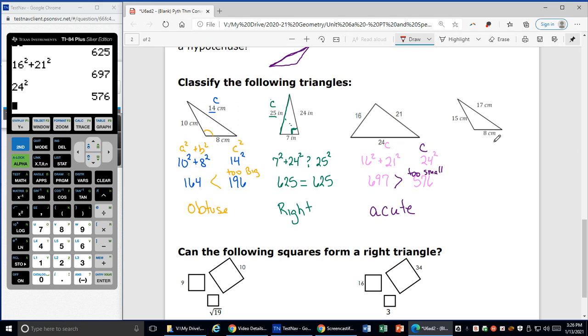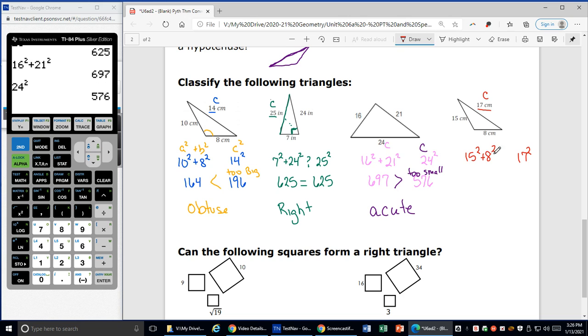All right, and then my last one over here, last but certainly not least, let's go with red. Why not? Okay, 15, 8, and 17. So when I'm looking at these, my 17 is my biggest number, so that's the one I'm going to test as C. And of course, this looks almost identical to this picture, but different numbers. So let's see. 15 squared plus 8 squared. Is that equal to 17 squared?